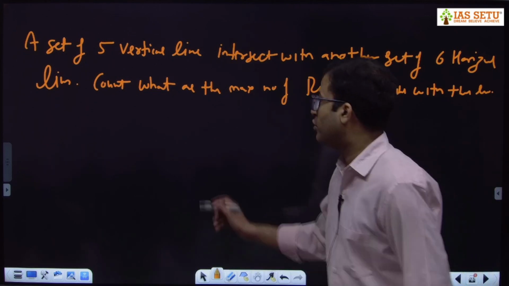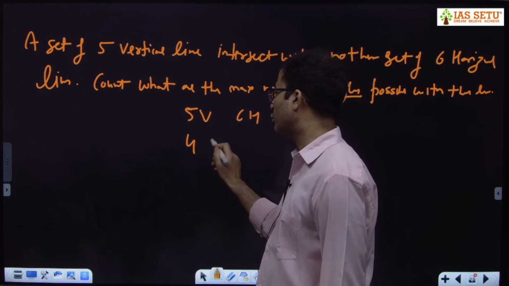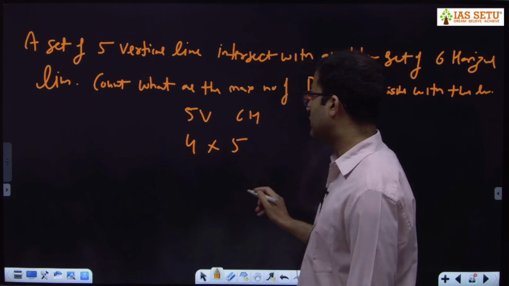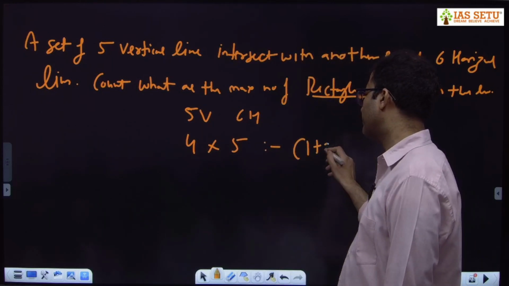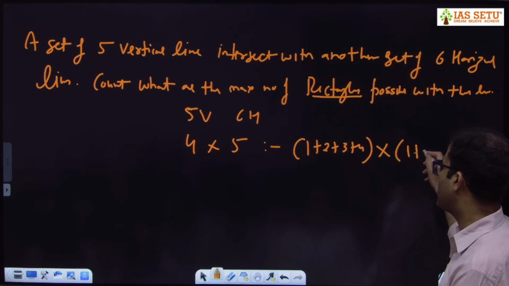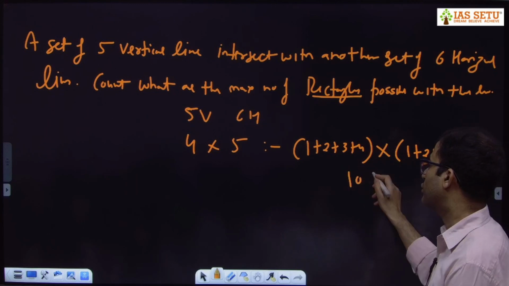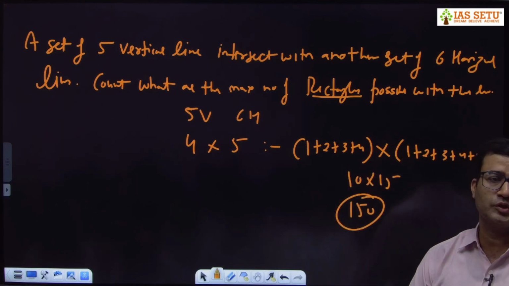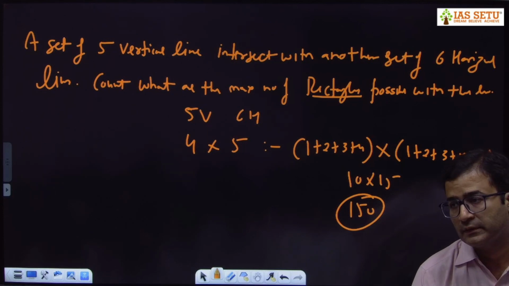So here the number of lines is 5 vertical and 6 horizontal, your figure will be 4 by 5. Reduce one each. You can check. If it is a 4 by 5 figure, the number of rectangles is bracket start 1 plus 2 plus 3 plus 4 into second bracket start 1 plus 2 plus 3 plus 4 plus 5. So 10 into 15, 150 rectangles possible. Done.